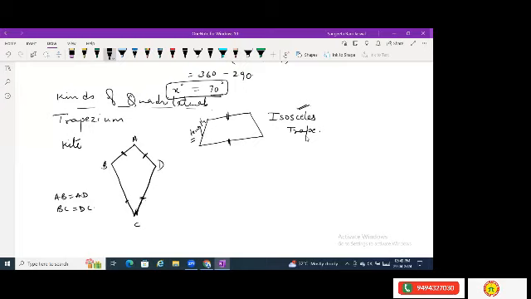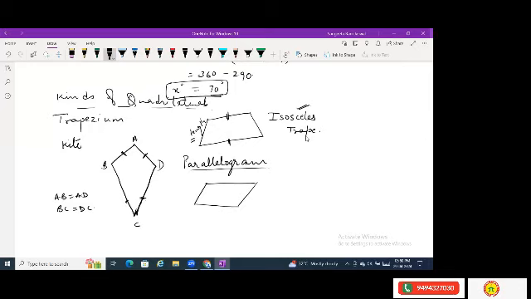So this was about kite. Now next is parallelogram. Now you have parallelogram in detail here. In this chapter, you have parallelogram in detail. Okay, so this is how a parallelogram looks like, right?